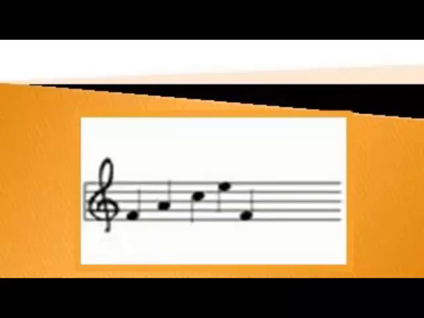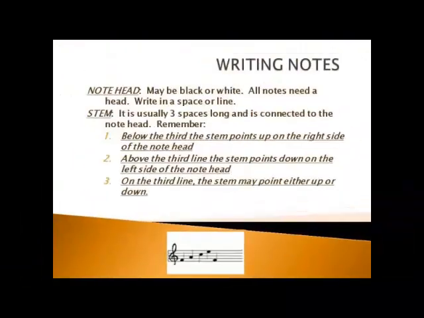If the note head is below the third line, then the stem is going to go up. And remember, the stem is going to be on the right-hand side of the note head. If it's above the third line, the stem is going to go down and it's going to be on the left-hand side of the note head. It's making the letter P. If it's actually on the third line, the stem can go in either direction. It can go either up or it can go down.